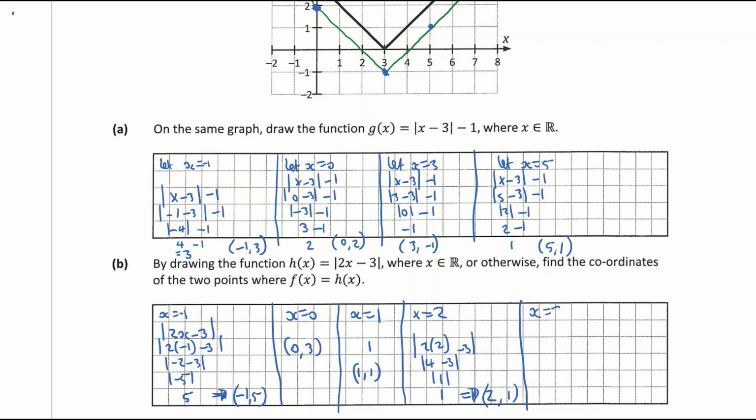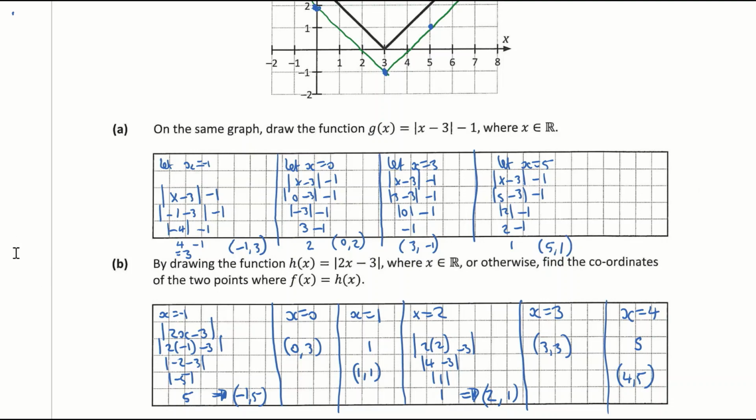What happens when I input 3? I get an output of 3. So my point there would be 3, 3. And a final one, what happens when we put in x is 4? I get an output of 5. So my point would be 4, 5. Okay, so hopefully they make a bit of sense.